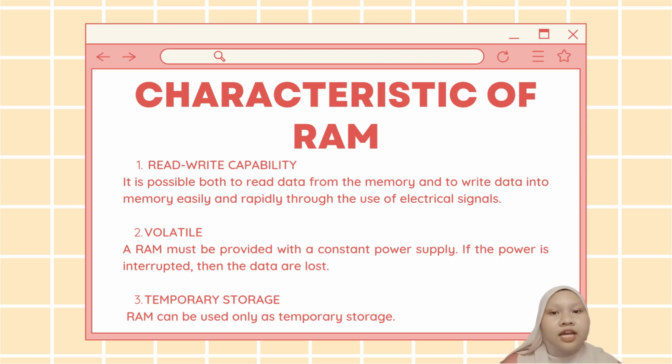First, RAM has full read and write capability. This means it's possible both to read data from memory and to write new data into it, easily and repeatedly using electrical signals. Second, RAM is volatile. It must be provided with a constant power supply. If the power supply is interrupted, the stored data is immediately lost. Because of this volatility, RAM can only be used as temporary storage for the system workspace.